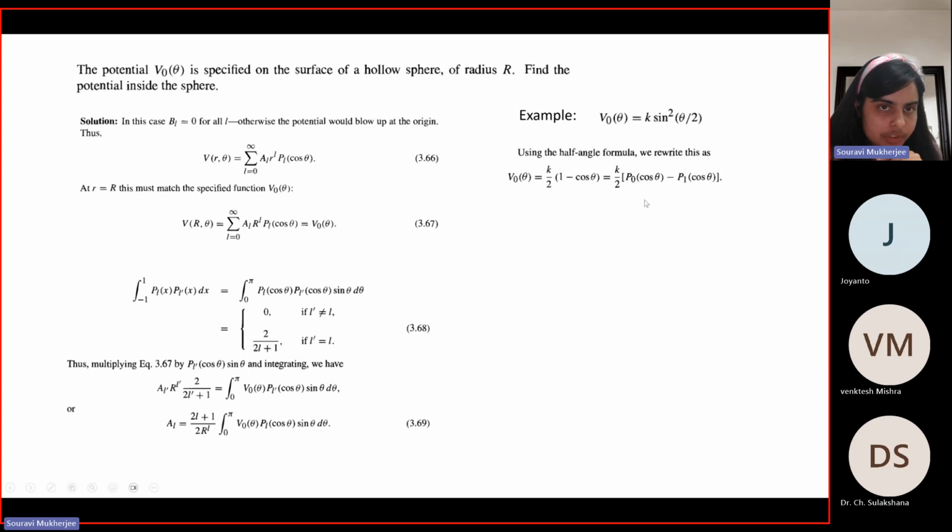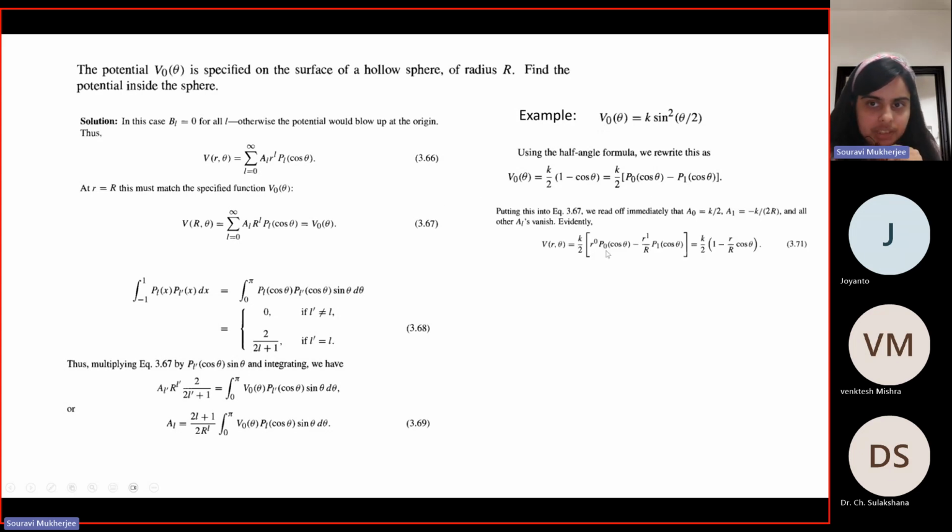So now if you compare with your expression, you see that only A0 and A1 are non-zero, because you only have the first and the second terms of the Legendre polynomials. All other A's go to 0. So you do not need to solve for A2, A3, A4. All of them will be 0. And A0 will be equal to K by 2 and A1 will be equal to minus K by 2R.